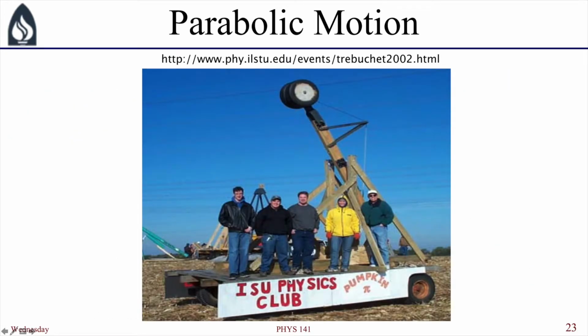So one kind of device that's very good at making parabolic motion is a trebuchet. You can see here a physics club that has built a trebuchet, which is a piece of ancient artillery used for throwing pumpkins in this case. And they have aptly named theirs the pumpkin pie, which is of course what happens when the pumpkin reaches the ground.